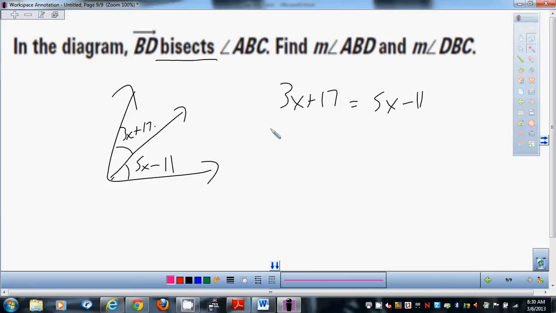Subtract 3x from both sides. It gives you 17 equals 2x minus 11. Perfect. Gives you 28 equals 2x. Divide by 2. Are we done?